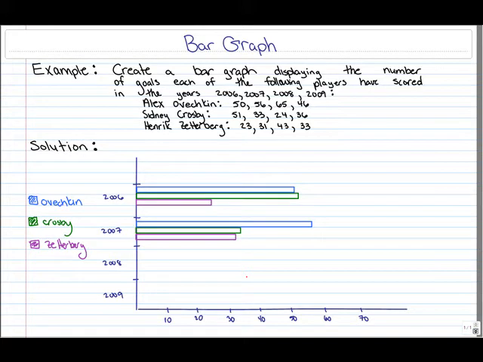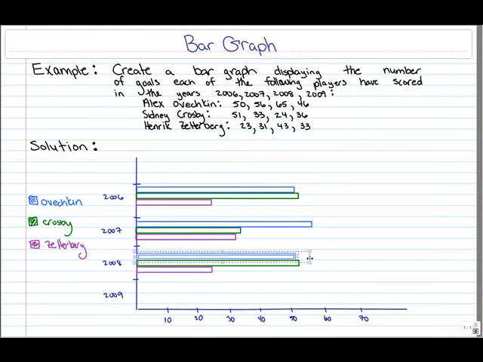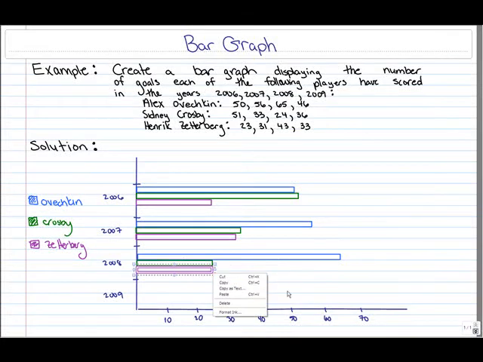Now in 2008, you'll notice that Ovechkin scored 65 that year, Crosby scored 24 that year, and Zetterberg scored 43 that year. So we're going to create another bar graph depicting those events there. We're going to have to stretch Ovechkin up to 65. We're going to have to shrink Crosby down to 24 goals this year, and we'll have to stretch Zetterberg up to 43 goals this year.